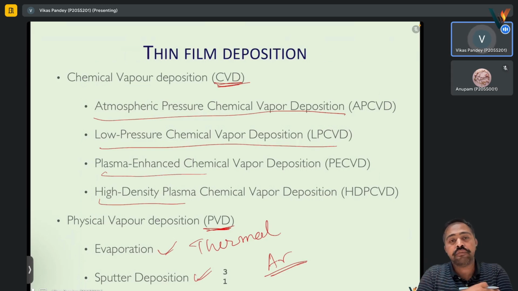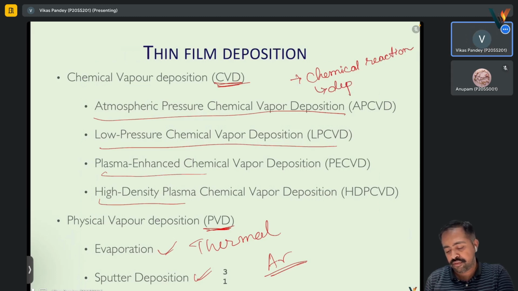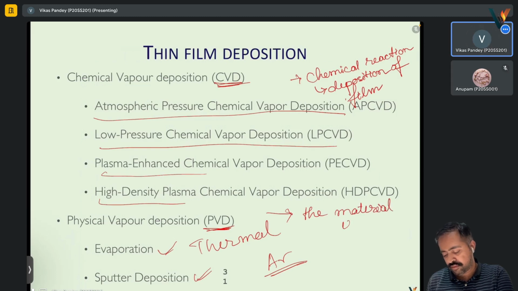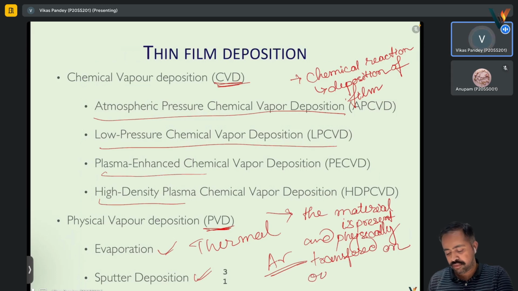The basic difference between these methods is, in case of chemical vapor deposition, there will be a chemical reaction that will lead to deposition of the desired species or film. Whereas in case of PVD, the material is already present and is physically transferred onto our substrate.